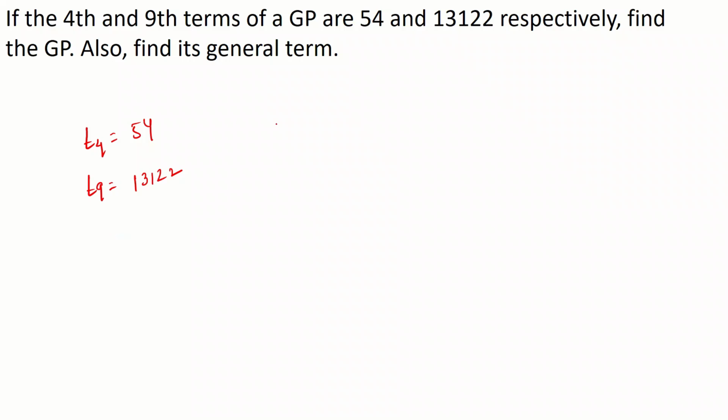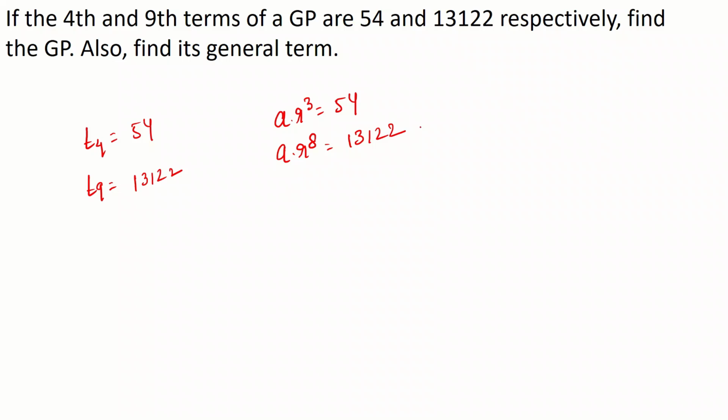So what is T4? We know that T4 is a into r cube, which is equal to 54, and T9 is actually a into r to the power of 8, which is equal to 13122. Now we need to solve for a and r, because just like for an AP we need a and d, for a GP we need a and r. If you can find the value of a and r, then you can write down all the terms of the GP. So we need to actually solve.